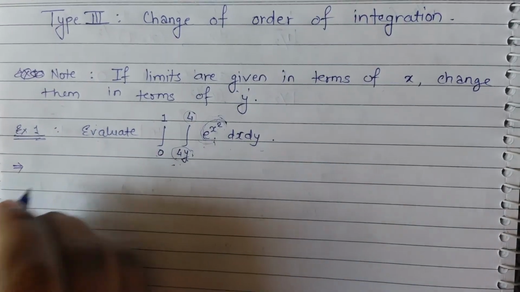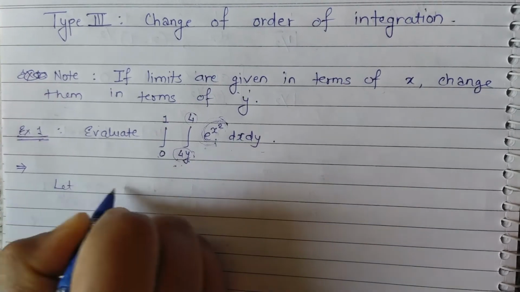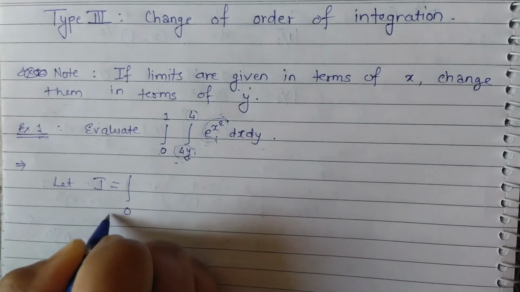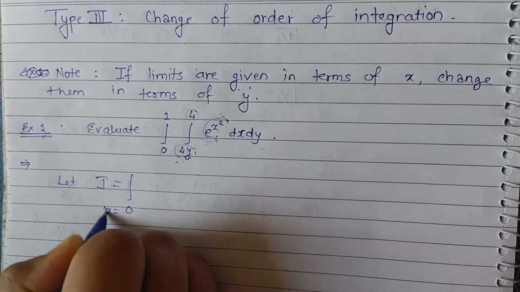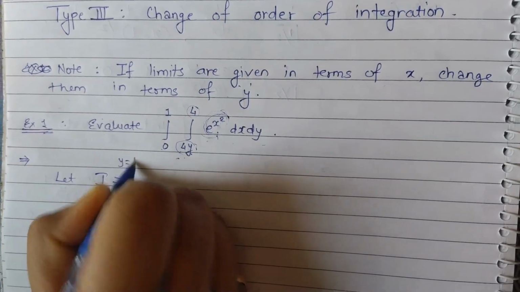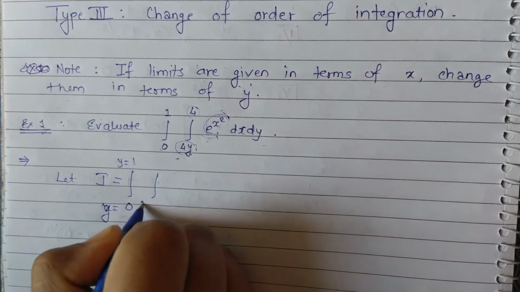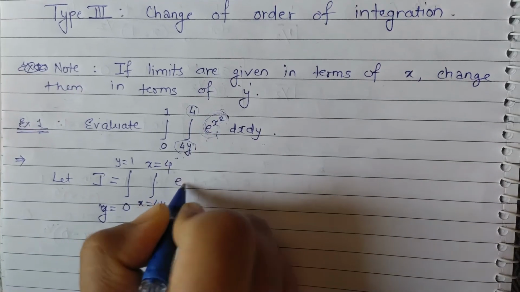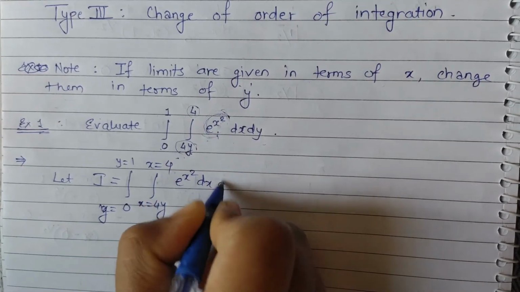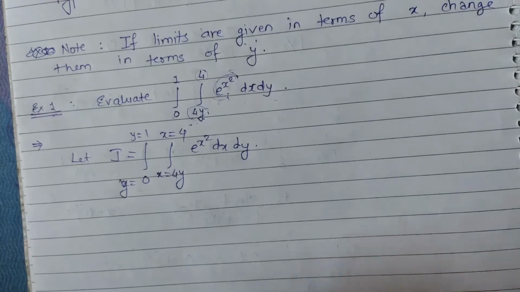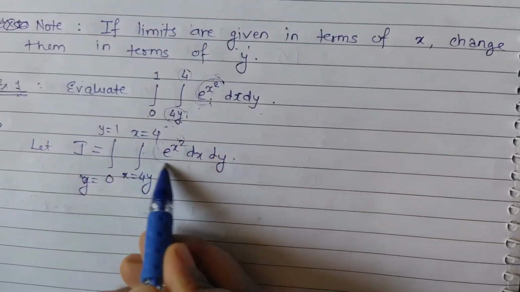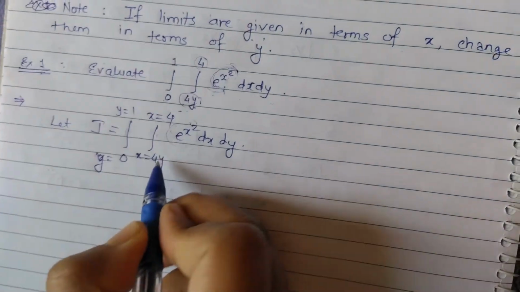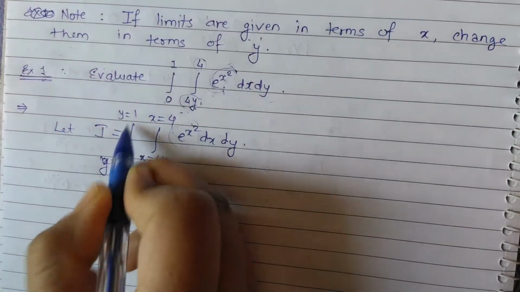So let us first consider the given integration: y is equal to 0 to y is equal to 1, and x is equal to 4y to x is equal to 4, e raised to x square dx dy. Now you can see e raised to x square is quite difficult to integrate. So what we will do first is draw these curves.